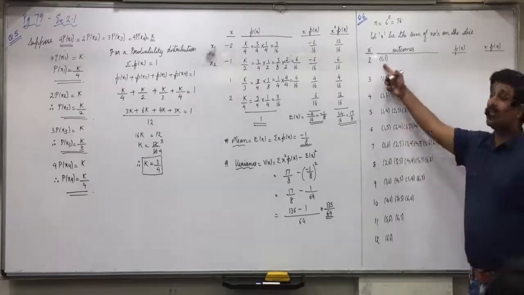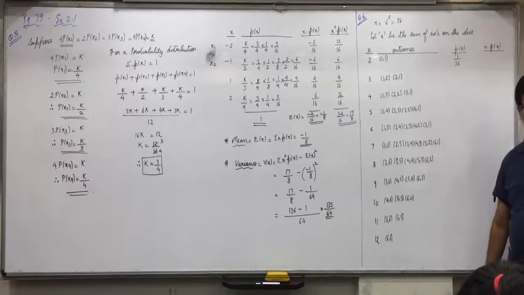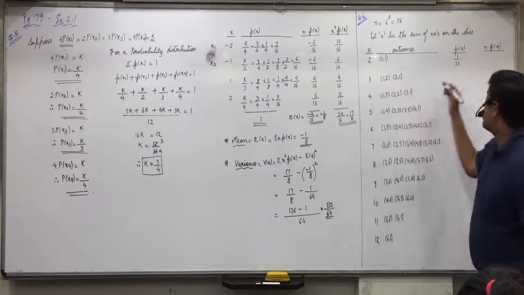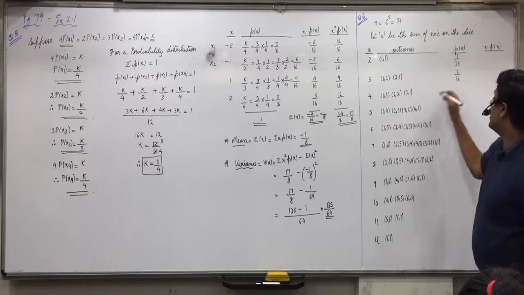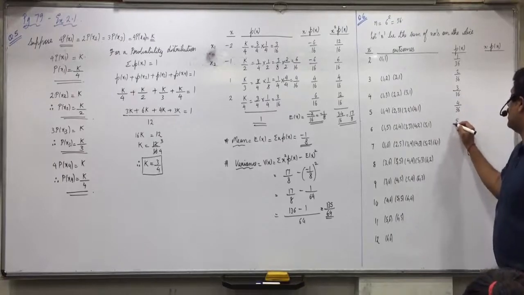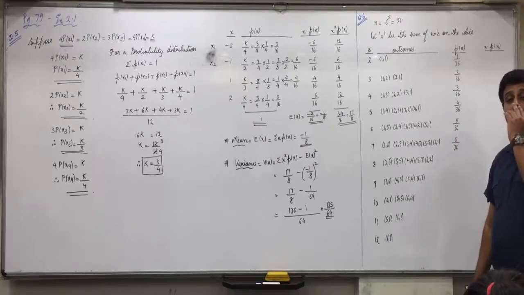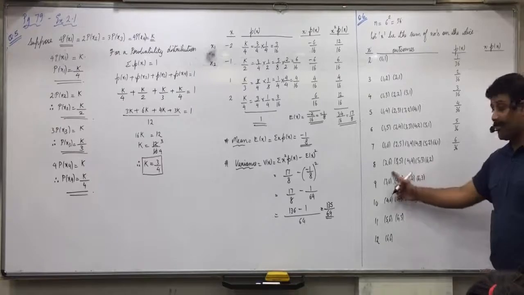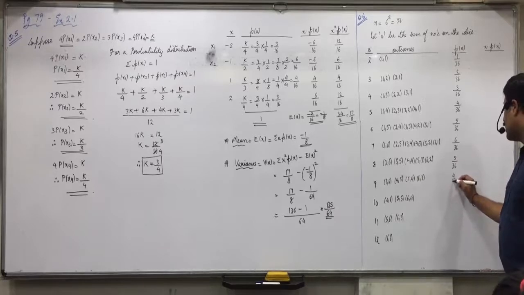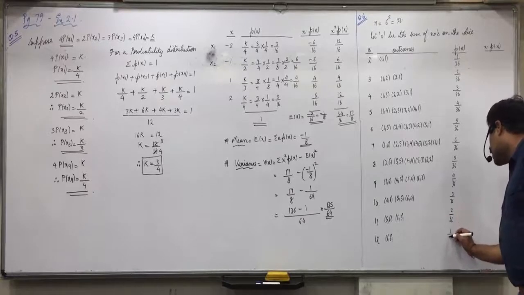For P(X=2), how many outcomes are associated with it? 1. So can I say probability is 1 by 36? N is 36 and one outcome out of that, so 1 by 36. Here how many are associated? 2. So 2 by 36, then next 3 by 36, then 4 by 36, then 5 by 36, then 6 by 36. Did you understand this or not, everyone? Now next is not 7, 5. Okay, now there are 5 outcomes again. 5 by 36, then 4 by 36, then 3 by 36, then 2 by 36, and last is 1 by 36.